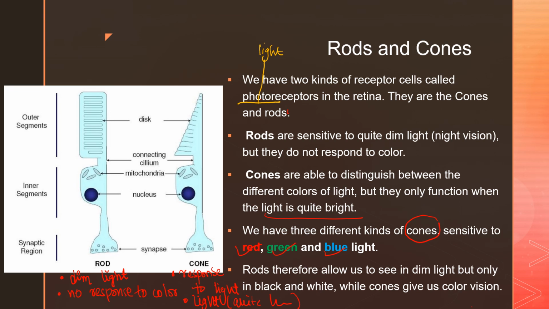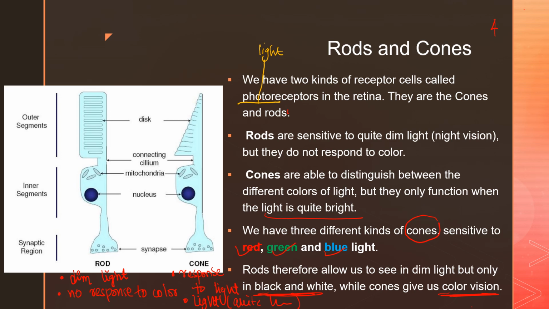Rods therefore allow us to see in the dim light, basically at night, but only in black and white, while cones give us color vision. Whenever the questions are based on rods and cones, you're most likely going to be asked to give their differences, which will most likely be for 4 marks.